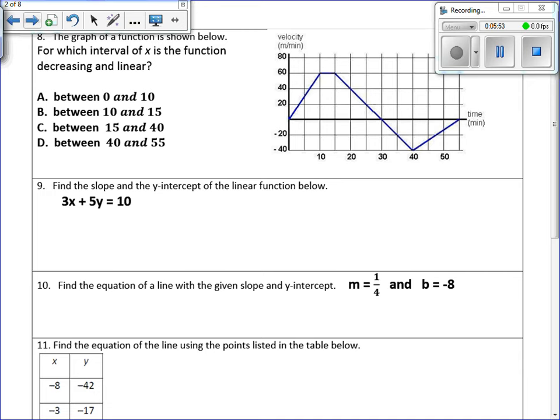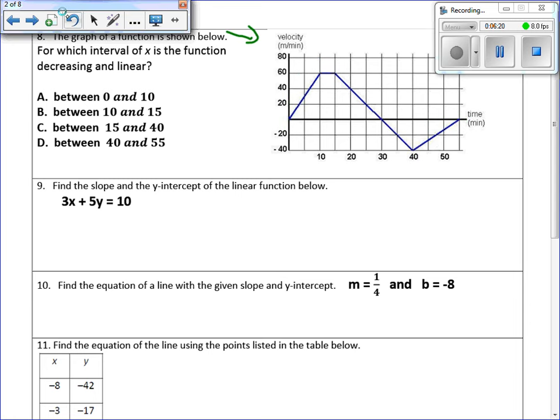Number 8. The graph of a function is shown below, or to the right. For which interval of x is the function decreasing and linear? Interval just means like a time range. So at what time range is it decreasing and linear? So increasing, not increasing or decreasing, increasing. So that's not what they're asking about.